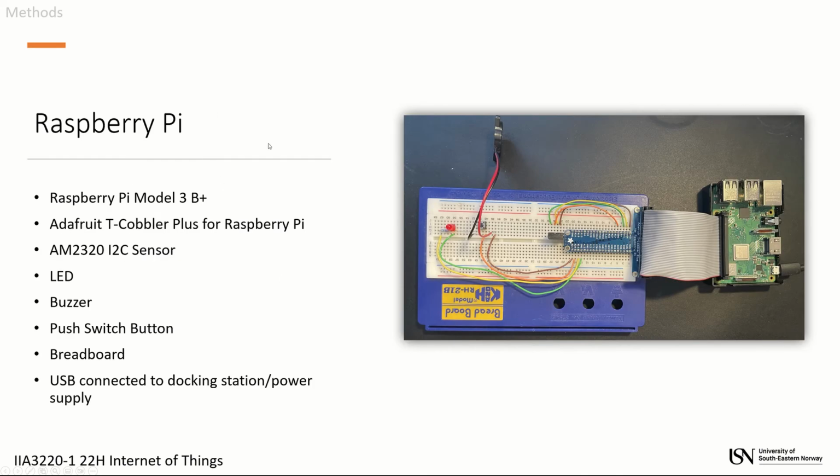Here is our Raspberry Pi. There is a Raspberry Pi kit, Model 3 B+, and the Adafruit decoupler, very useful. It will make your GPIOs available to the breadboard, and you can make your circuit very easily. It is highly recommended. This is our temperature sensor, AM2320, which communicates over I2C. Our buzzer, acknowledge switch, and LED. And our Raspberry Pi is connected to power through the micro USB port.